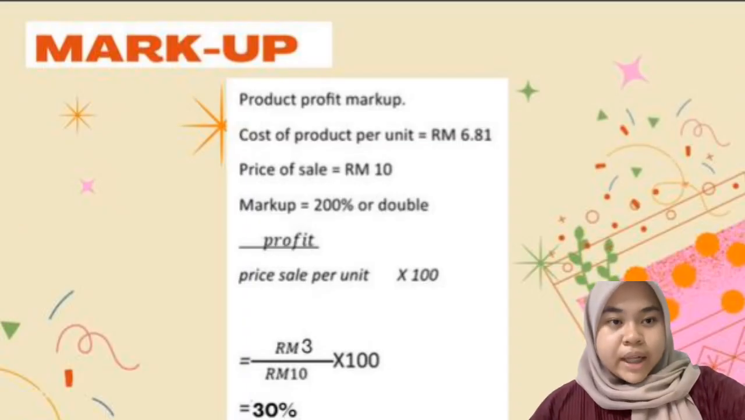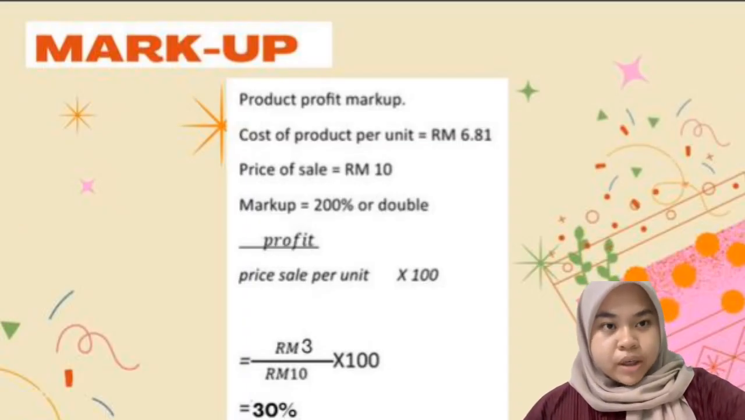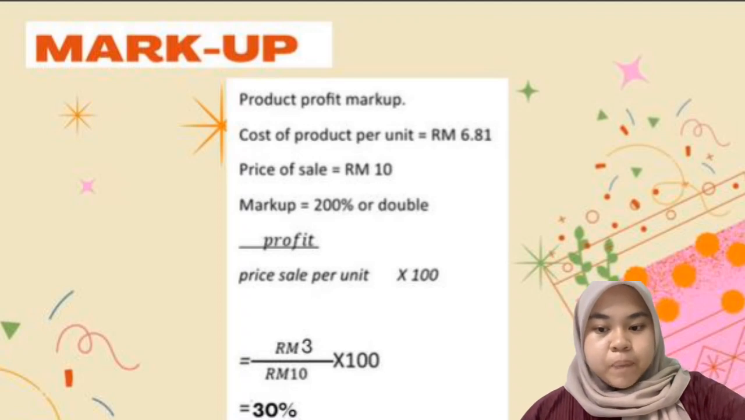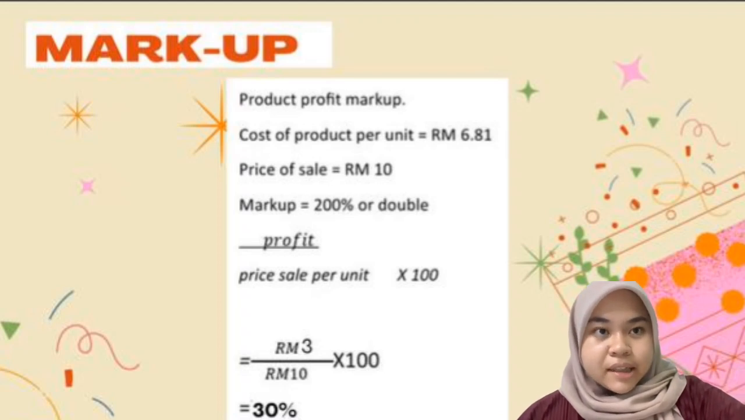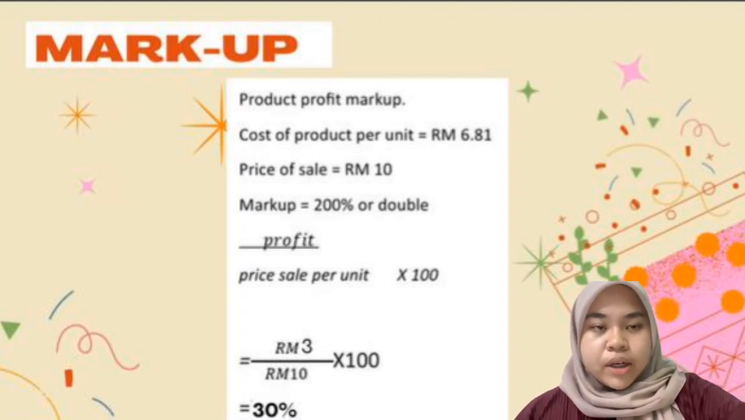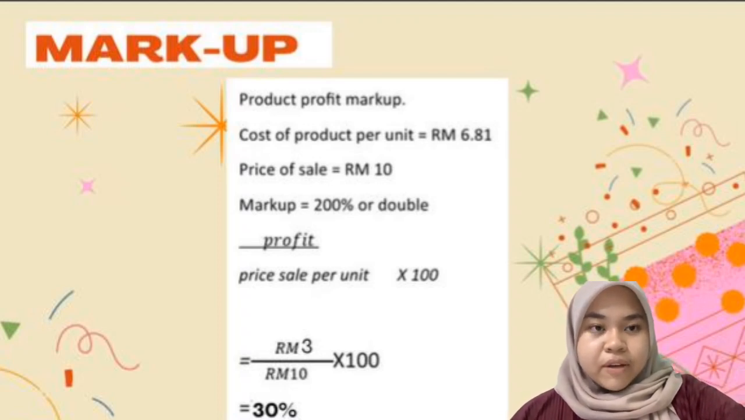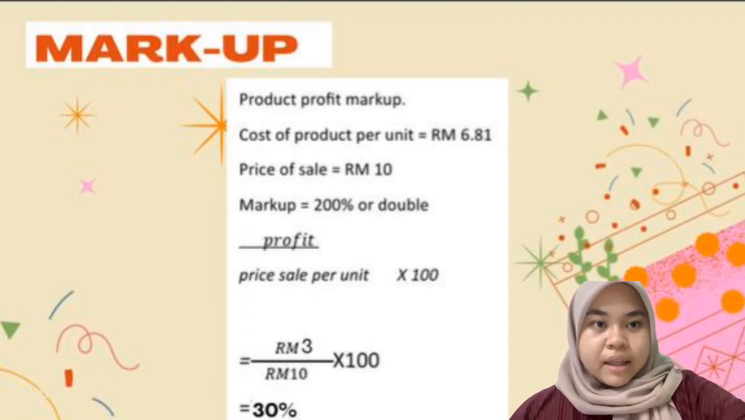So next, I will explain the product profit markup. The cost of product per unit is RM 6.81, and the price of sale is RM 10, and the markup is 200% or double. So profit divided by price of sale per unit times 100. The answer is RM 3 divided by RM 10 times 100, and I get 30%.